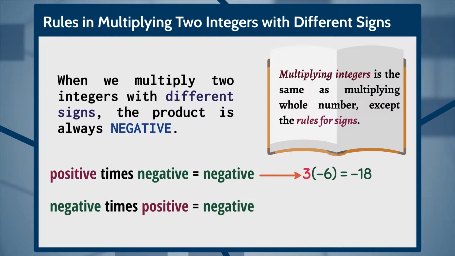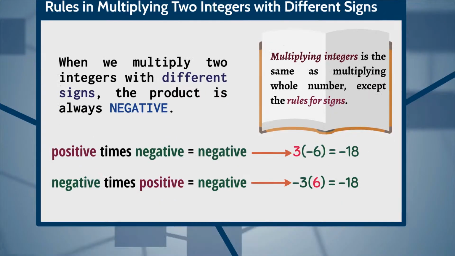A negative integer times a positive integer is equal to a negative integer. Here's an example. Negative 3 times 6 equals negative 18. The sign of negative 3 is negative, while the sign of 6 is positive. Here the signs are different, so the product is negative. Let's apply the rules to answer the following examples.